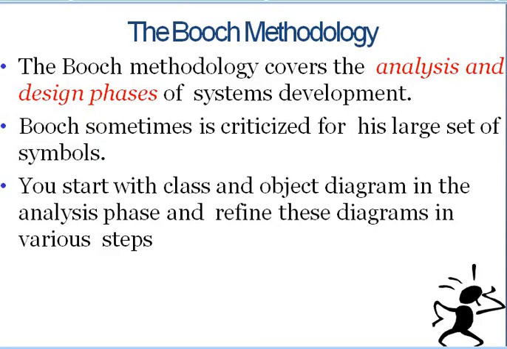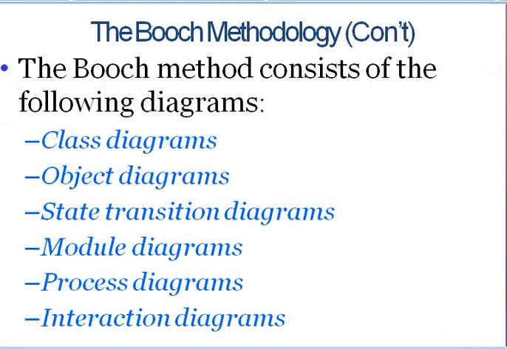It covers analysis and design phases of systems development. Sometimes it is criticized for its large set of symbols. We start with a class and object diagram in the analysis phase and refine these diagrams in various steps. Booch method consists of class diagram, object diagram, state transition diagrams, module diagrams, process and interaction diagrams. All such diagrams are covered in Booch method.